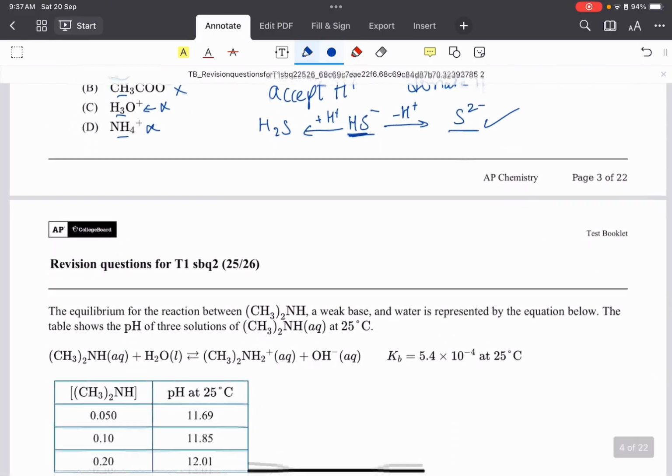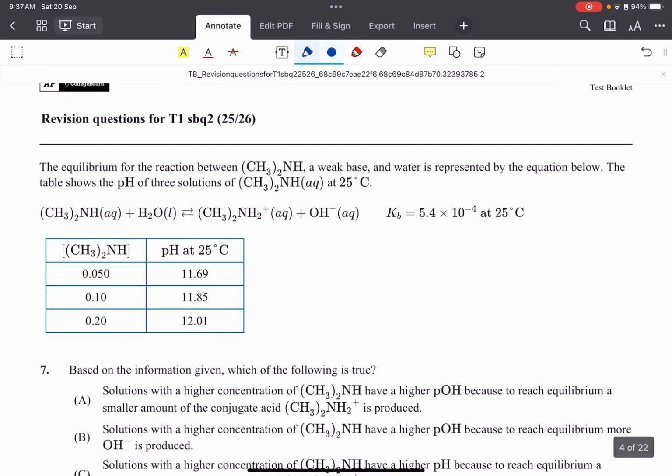Now, next question. The equilibrium for the reaction between a weak base, look at the N in it, and water is represented by the equation below. The table shows the pH of 3 solutions of a derivative of nitrogen. It's a base. Anything derivative of ammonia is a base. So here's the base, here's the production of OH minus, this is the conjugate acid, and this shows clearly that this is a weak base.